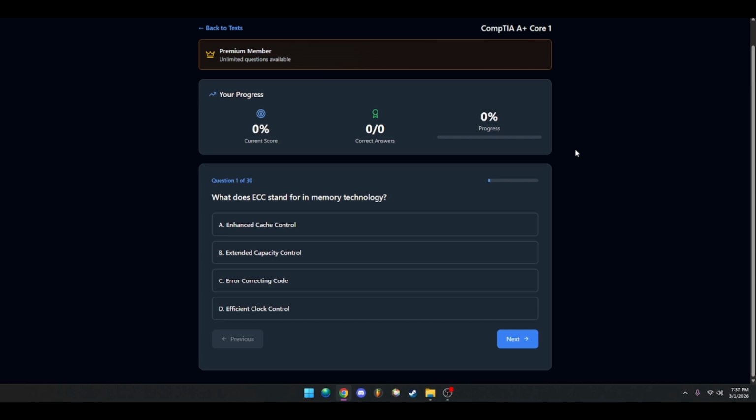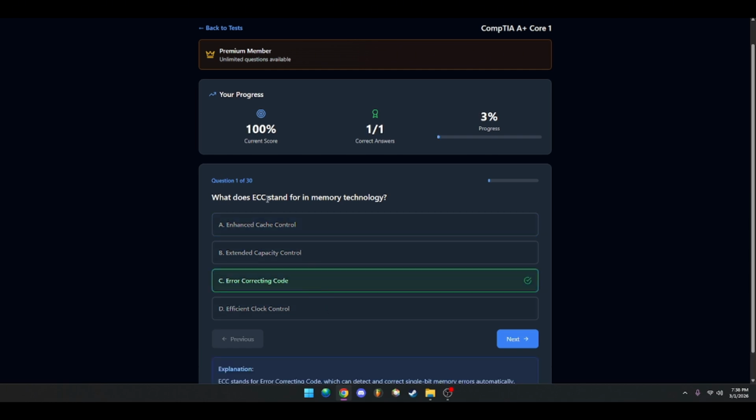What does ECC stand for in memory technology? This is a memorization question. You need to memorize this stuff for the test regardless. Give you guys 3 seconds to think about it. And the answer would be C, error correcting code. There's a lot of acronyms on A+ Core 1 that you need to know. Keep that in mind before you go into your test.